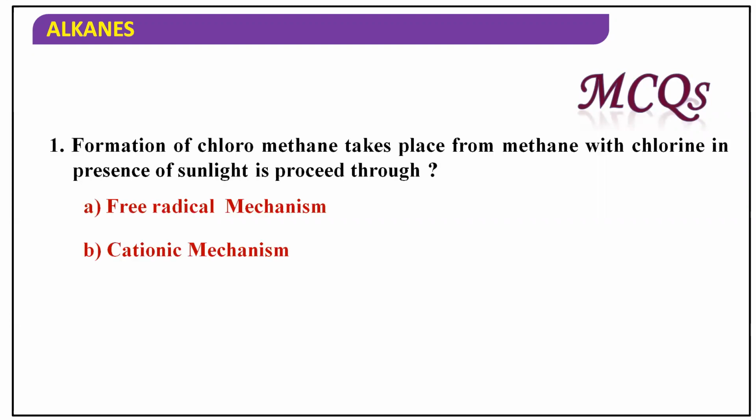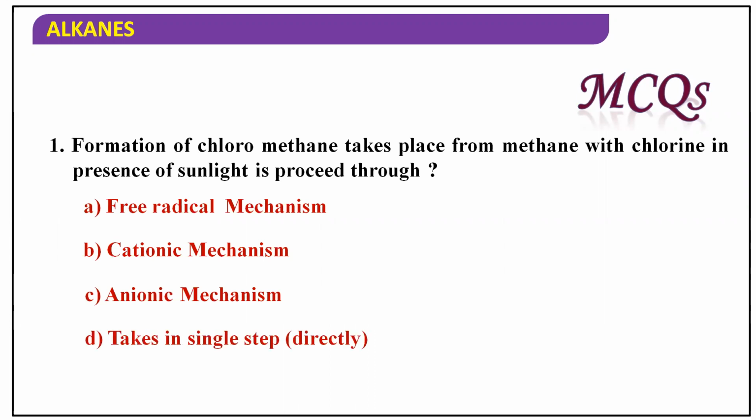Okay, now there are some MCQs. Try to answer them. Take your time, but try to answer. Formation of chloromethane takes place from methane with chlorine in the presence of sunlight. It proceeds through which mechanism? Remember, whenever there is sunlight, then we are going to take the free radical mechanism.